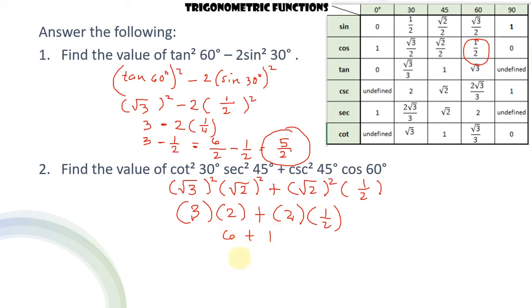And then we add the two numbers, 6 plus 1 is 7. So this is the exact value of cotangent squared 30 degrees times secant squared 45 degrees, plus cosecant squared 45 degrees times cosine 60 degrees.